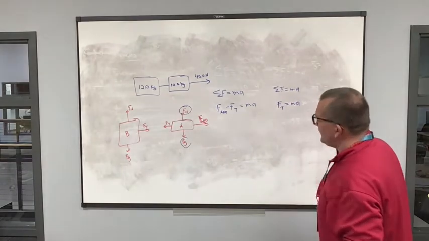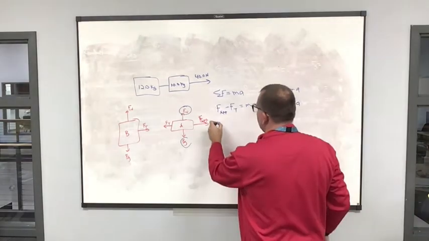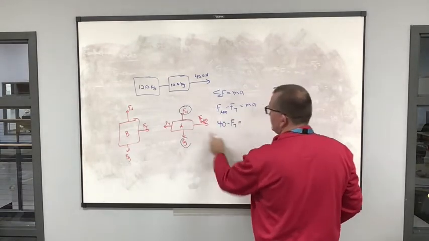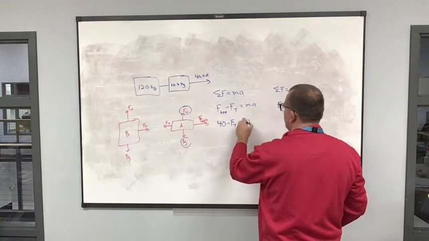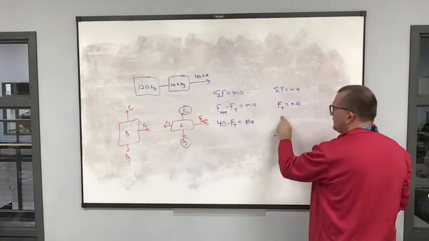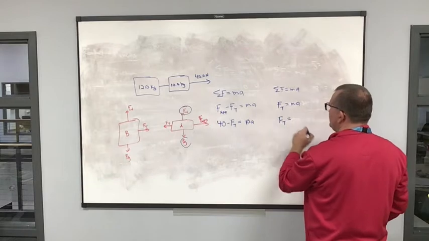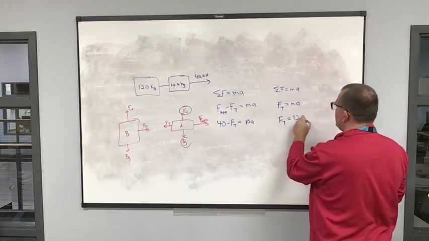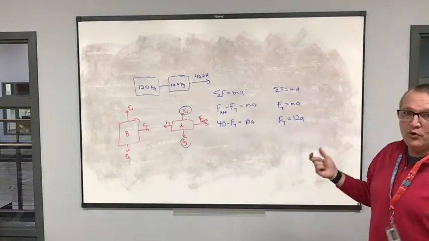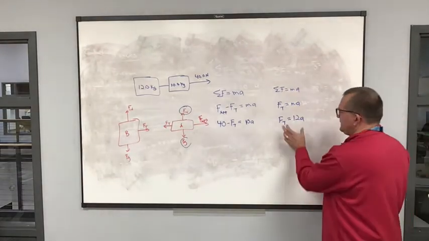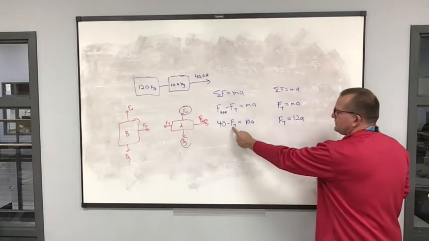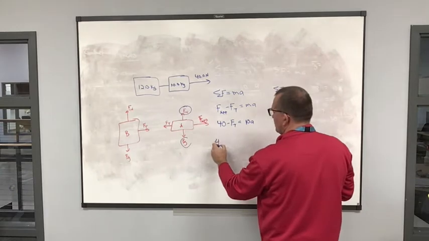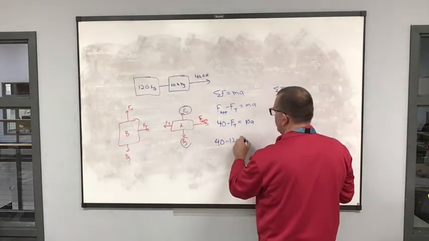Now I'll substitute what I know. I know my applied force is 40. So 40 minus FT equals the mass of this box, which is 10A. This one, FT, I don't know, but I know my mass is 12A. So I have two equations. Quickest way to do this, and it's not the only way, is to take this equation, FT is equal to 12A, and substitute. So I'm going to substitute 12A in for FT. I get 40 minus 12A equals 10A.